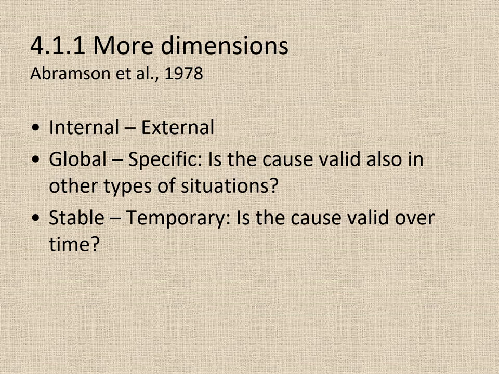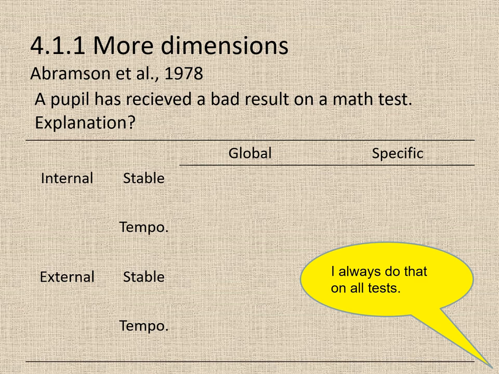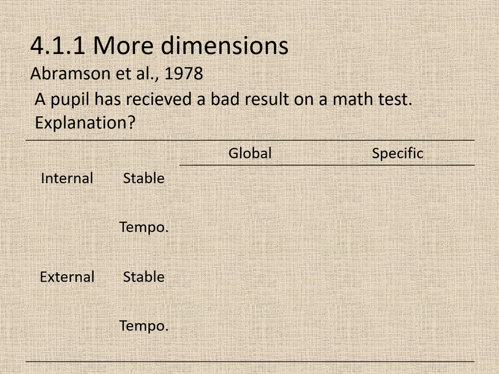So we could ask, if you take an example, let's say you receive a bad result on a test, and then you try to explain, why did I receive a bad result on this test? If you would give an internal, stable, and global explanation, how would that sound? I received a bad result on this test because... I always do that on all tests. Yeah, that could be. For instance, why does that always happen on all tests? Because I'm stupid. Yeah, that's what I thought, at least. It's internal, it's my fault, it's stable. I'm not just stupid today, I was stupid yesterday, I will continue being stupid tomorrow. And it's global, I'm not only bad at this kind of test, I'm bad at everything. I'm stupid. That's an internal, stable, and global explanation.